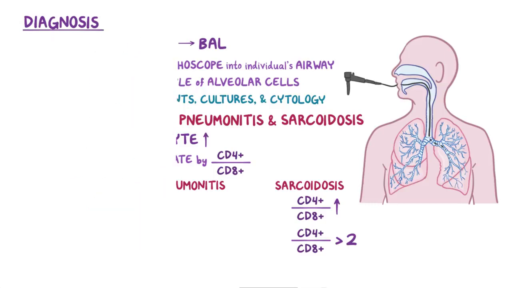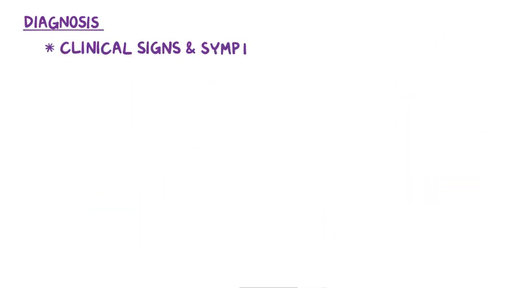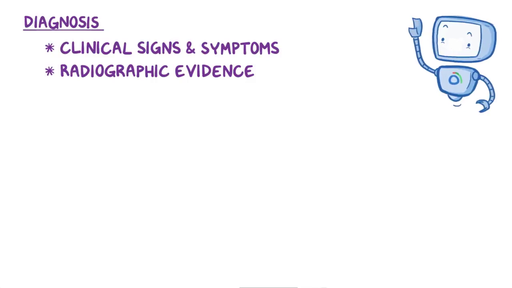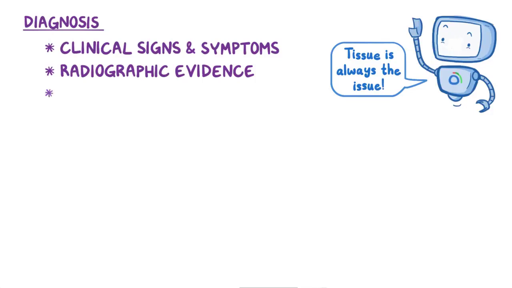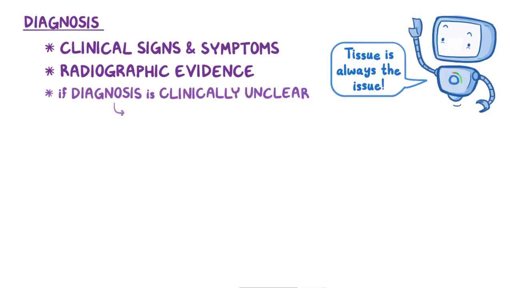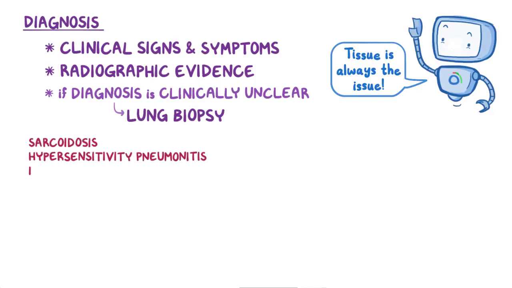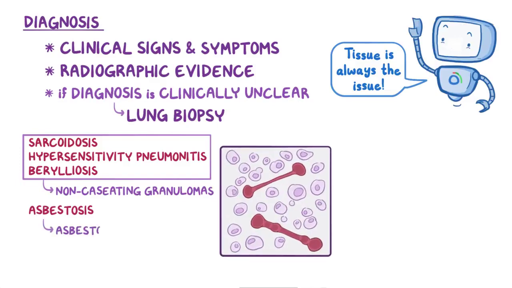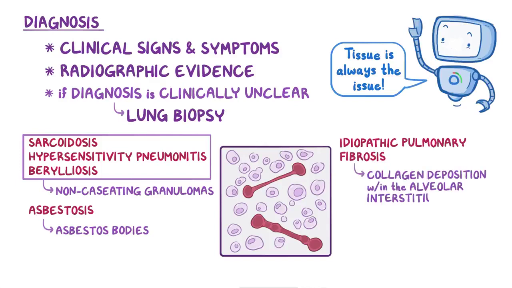Now, more often than not, DPLDs are diagnosed based on clinical signs and symptoms along with the radiographic evidence. However, because DPLDs are clinically similar to one another, sometimes it's necessary to remember that tissue is always the issue. In other words, if the diagnosis is clinically unclear, then the most accurate test to diagnose any DPLD is a lung biopsy. For example, sarcoidosis, hypersensitivity pneumonitis, and berylliosis show non-caseating granulomas on biopsy, whereas in asbestosis there are barbell-shaped mineral dust particles called asbestos bodies, and idiopathic pulmonary fibrosis shows collagen deposition within the alveolar interstitium.